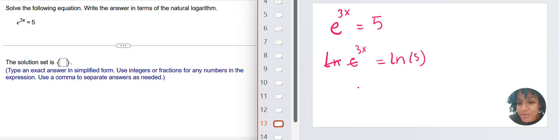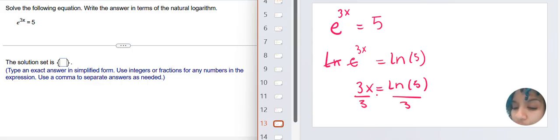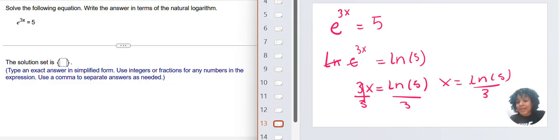This and this cancel, leaving you with 3x equals ln of 5. Again, we are solving for x, so I'm just going to do that division right there. ln of 5 over 3, okay? And in your calculator, you do have the symbol for ln right under log, right?